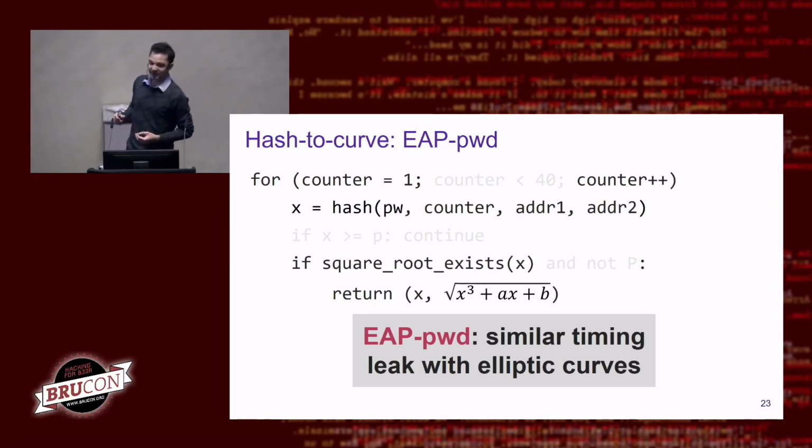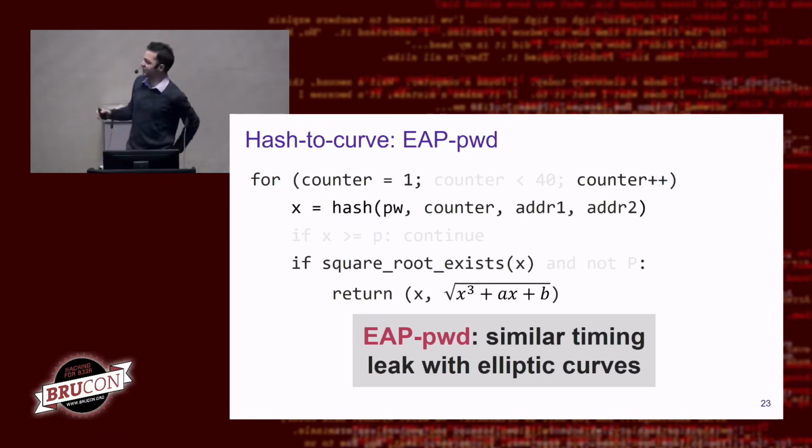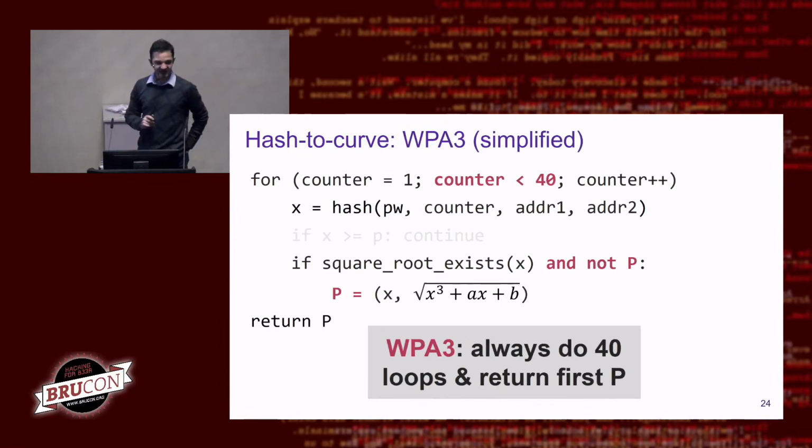And this is problematic because here we have exactly the same vulnerability as before. The password here influences the number of iterations that this algorithm executes. So again, we have a very basic timing leak here, and the EAP-PWD protocol is exploitable in exactly the same way as we saw before. So that's bad for EAP-PWD. For WPA3, the situation is a bit more interesting, because in this case the designers actually realized that this timing leak exists, and when using elliptic curves they actually have a countermeasure against it.